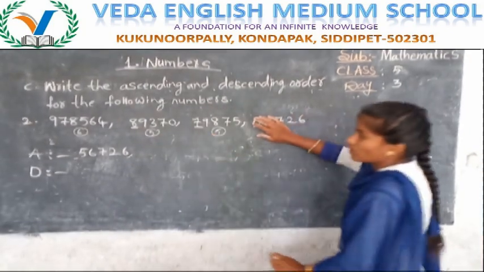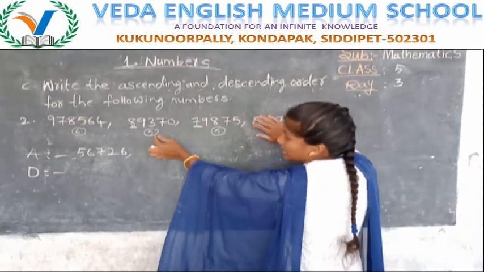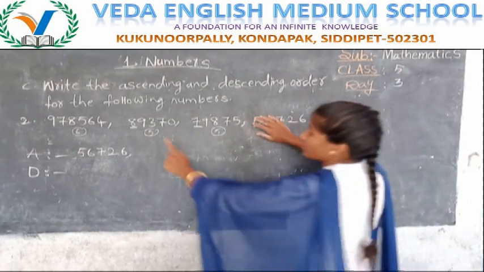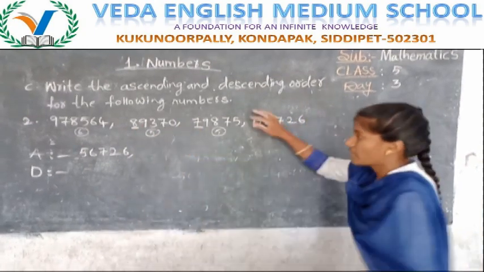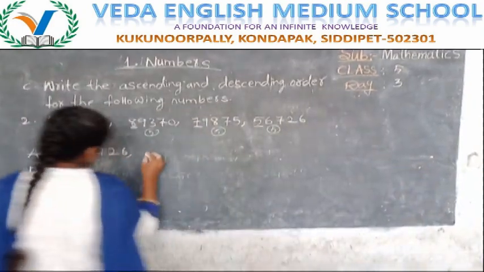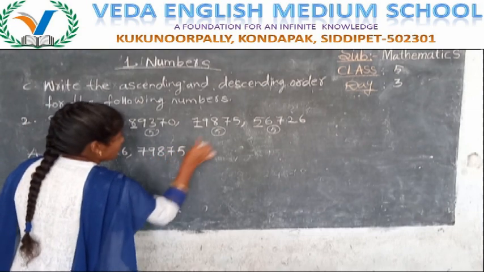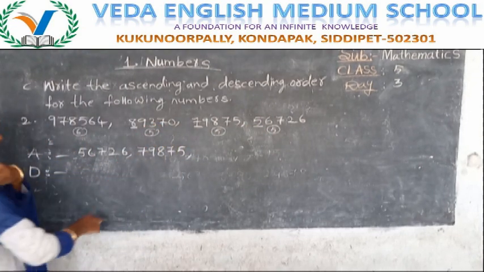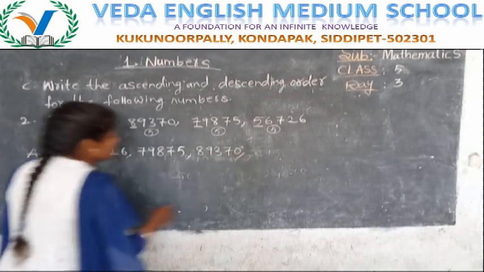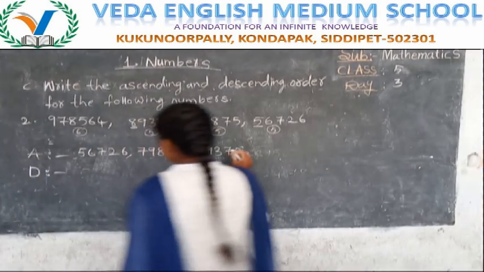Now compare these two numbers. Out of these two numbers, we have to find which is smaller. Both are 5-digit numbers. If the digits are equal, you have to compare the first number. Here the first number is 8, here 7. Out of these two numbers, 7 is smaller. So 79875 is the next smallest number. Now these both are completed. Last, 89370 remains. 3 have completed, only 1 is left. That number you have to write last.